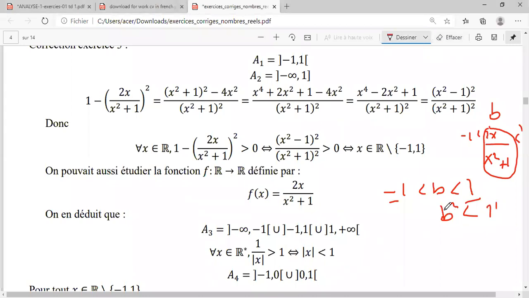Because how do you find b? You find b by finding the square root of 1. What did we find as the square root of 1? We found -1 and +1. So you put this in form of an interval, and it's going to give you this. And this is exactly the same thing as this. It's just to manipulate things and make things easy as you start solving.